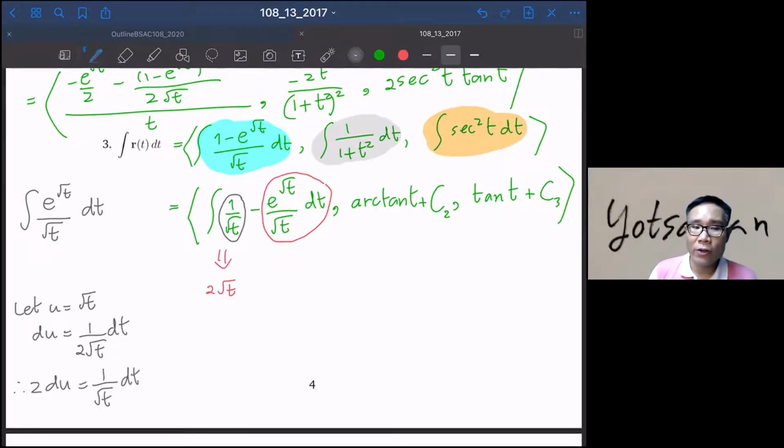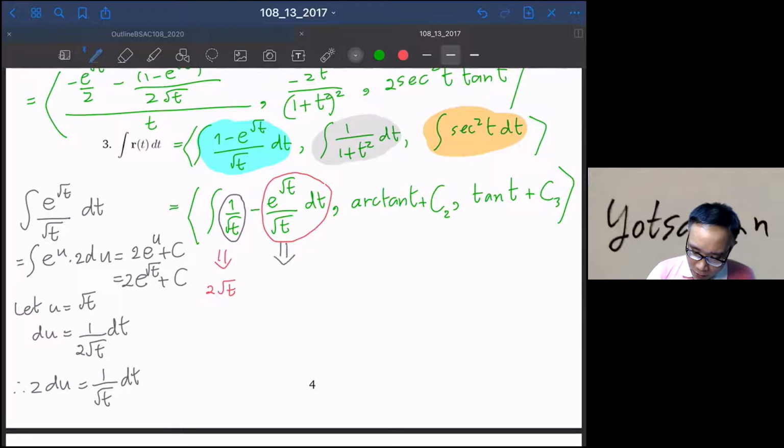That is called integration by substitution. This turns out to be the integral of e to the u times 2 du, which is 2 e to the u plus c, so 2 e to the root t plus c. Combined with the rest, the first component is 2 root t minus 2e to the root t plus c1. That will be your final answer.